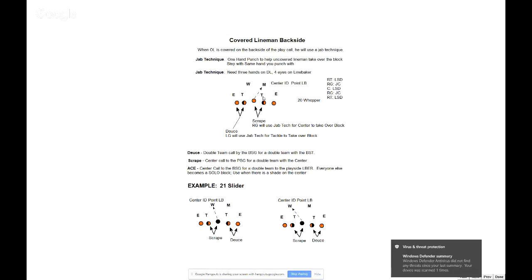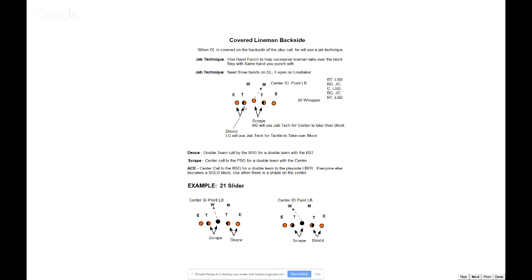Step with his left, punch with his left. Our center will lateral step and ideally get in a good drive position. And our running back will be reading that block. And our deuce call, we have the same thing. Our left guard is covered on his inside. He's going to use a jab technique.